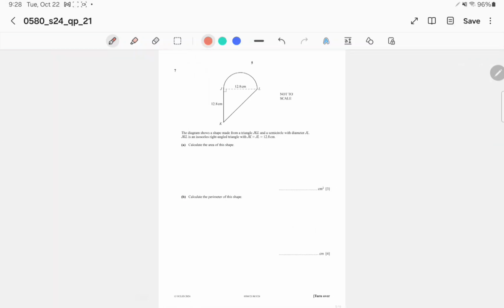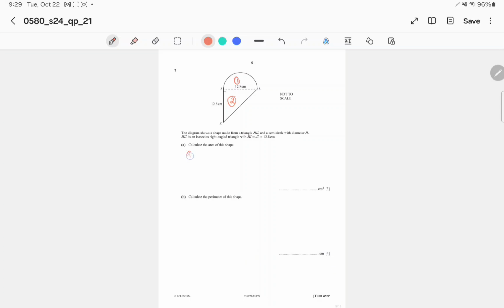Seventh question. Here the diagram shows a shape made of a triangle JKL and a semicircle with diameter JL of 12.8. JKL is an isosceles triangle with JK equal to JL, both given as 12.8. Calculate the area of the shape. How to find the area of the shape? We will divide it into two parts. Here I am making this one as 1, this one as 2.